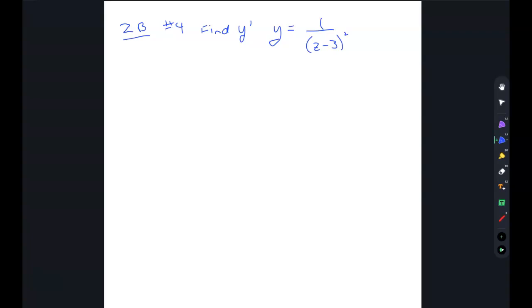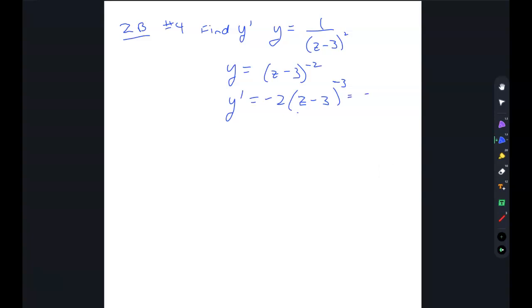So you could use quotient rule, but what I would suggest is you rewrite it as z minus 3 to the negative 2 power. Then let's do chain rule. Y prime, bring the negative 2 down, subtract 1 from the exponent. Remember, I always want to encourage you to do that first because it's so easy to forget. Carry along the z minus 3, and if I take the derivative of z, which is like the derivative of x, it's just 1. So that's it.